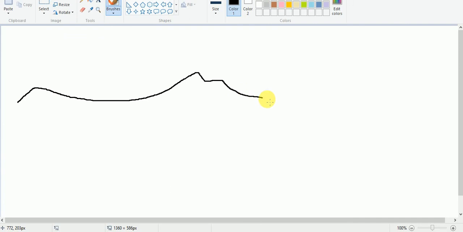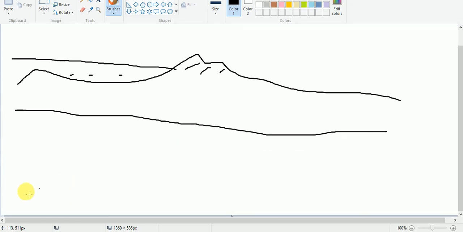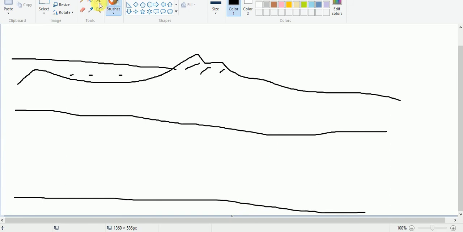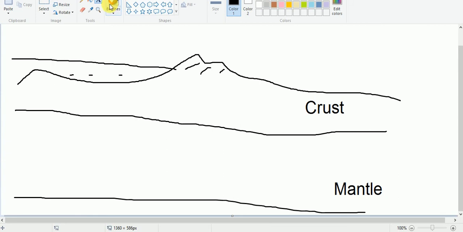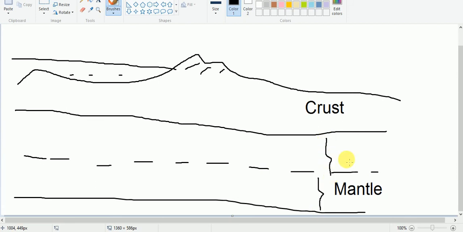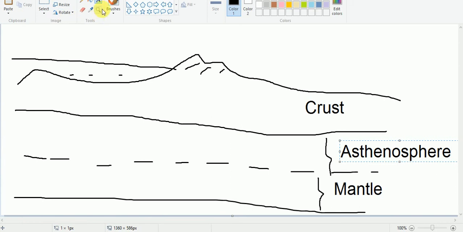Let us say this is a crustal portion, and here lies the ocean. This is the oceanic crust, and here we have a mountainous area, and this is the crust. Here we have the second layer, that is the mantle. This is the mantle, and this is the crust. This mantle is divided into two parts. This is known as the lower mantle and this is known as the upper mantle. The upper mantle is also known as the asthenosphere.